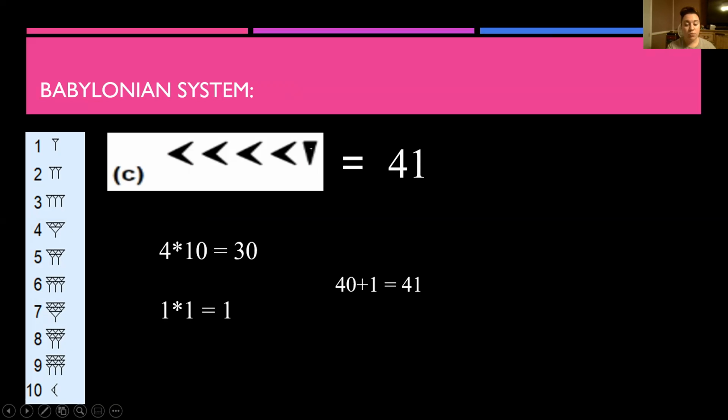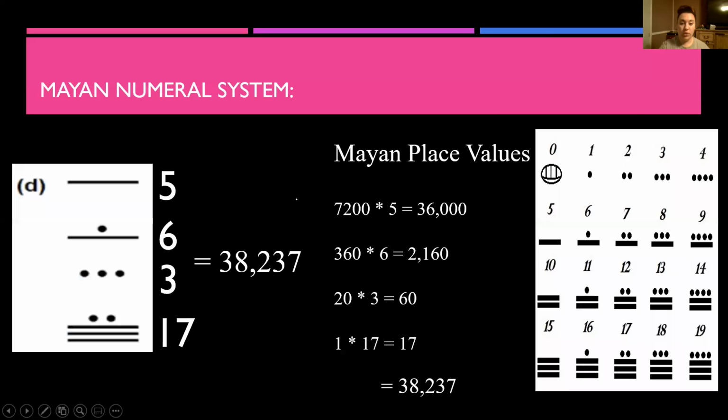Now we have this one little triangle that's upside down, and there's only one of them. It only has one. So that means we have one of those, and it is a 1. So 1 times 1 is 1. So 40 plus 1 equals 41. I don't know why that says 30, but 4 times 10 is 40. So 41 is our answer for our Babylonian system.